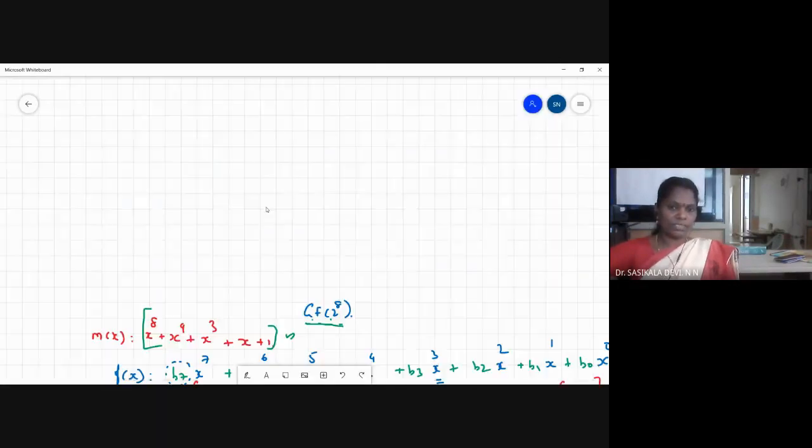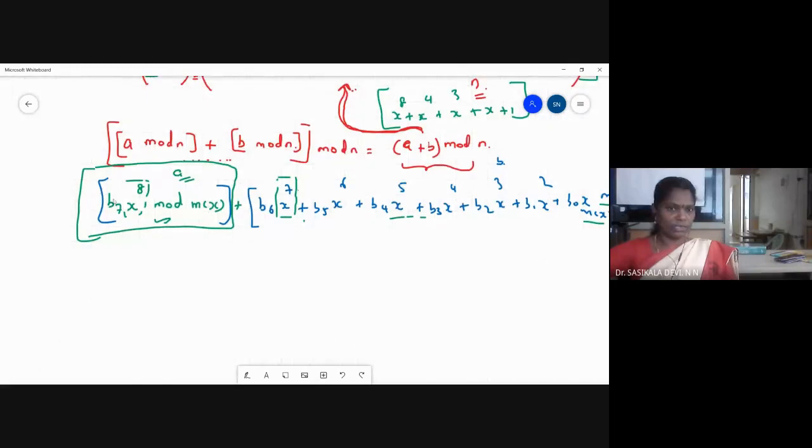Okay. If this term is non-zero, definitely B7 will be 1. Okay, B7 is 1. So 1 into x^48 mod m of x. What is the answer? This alone, x^48 mod m of x, if B7 is 1. Okay.